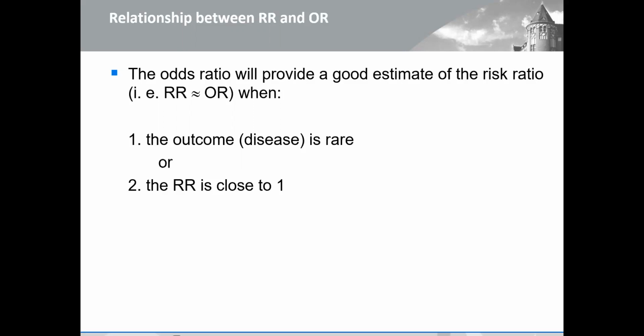But the odds ratio is a good estimator of the relative risk under the following circumstances: if the disease is rare, or if the relative risk is close to 1. If it's close to 1, it just means there's no association. So if there's no association between an outcome and exposure, usually the odds ratio closely estimates the relative risk. But remember, we use case control studies for rare diseases. So because of that, the odds ratio is a good estimator of risk.